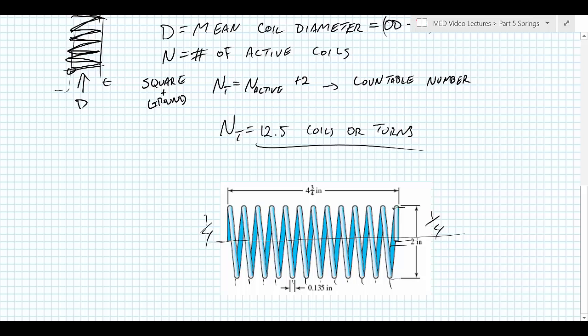So we can see that as a countable number, and what you want to do is look at table 10.1 in the Shigley textbook for all of the different end conditions.